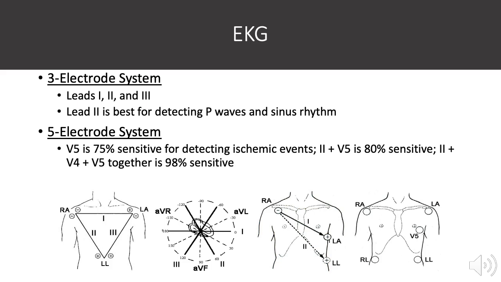Using a 5-electrode setup with 4 limb leads, right arm, right leg, left leg, plus V5, which is placed in the left anterior axillary line at the 5th intercostal space. V5 is 75% sensitive for detecting ischemic events. Lead 2 plus V5 is 80% sensitive. And lead 2 plus V4 plus V5 together is 98% sensitive for detecting ischemic events.